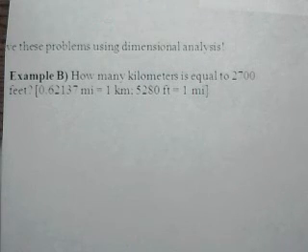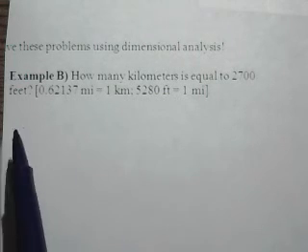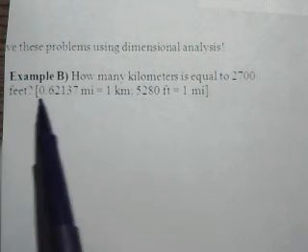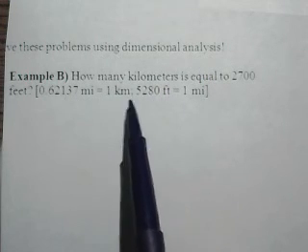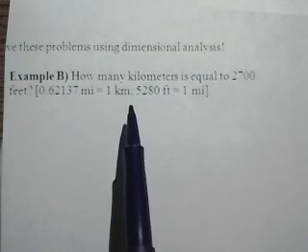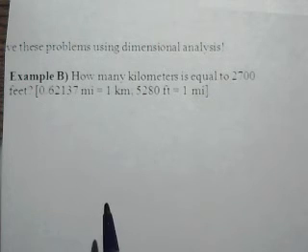Sometimes when we need to do a unit conversion, there's not just one ratio that will get us from the units that we have, which in this problem is feet, to the units that we need, which in this problem are kilometers. So we would have to use two separate ratios. This is what I would call a two-step dimensional analysis problem.